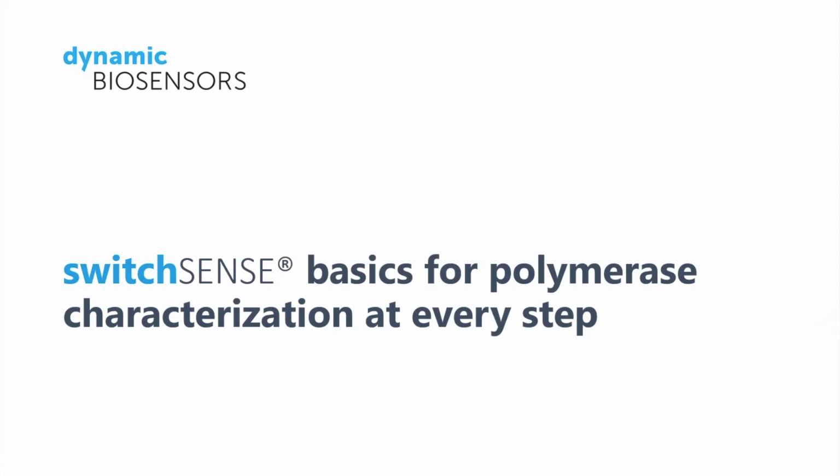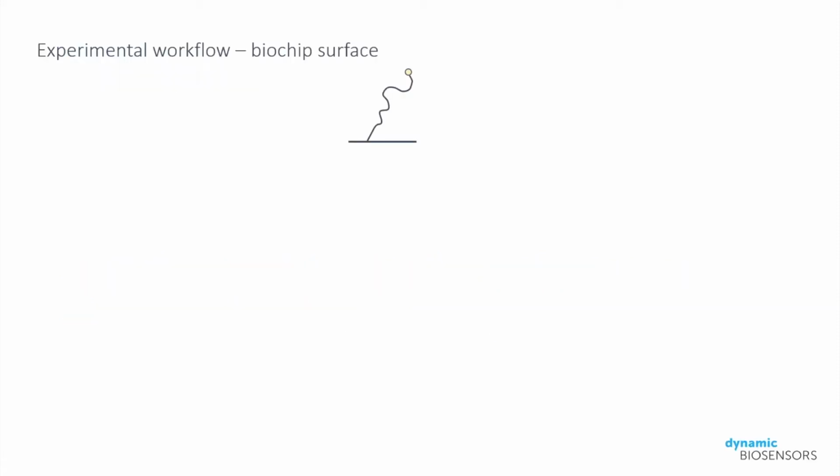And in the following slides, I'm going to explain how we can use our switchSENSE technology for polymerase characterization at each step. I would like to start with introducing the experimental workflow for real-time elongation measurements using switchSENSE. We start with our standard biochip, which is functionalized with a single-stranded DNA that carries the reporter fluorophore at the distal end for real-time observation of polymerase binding and primer elongation.